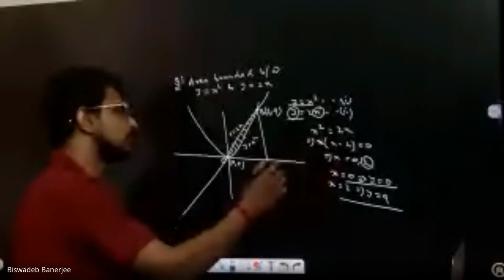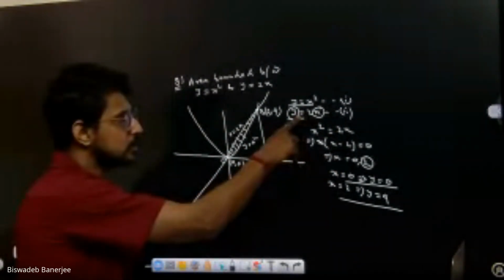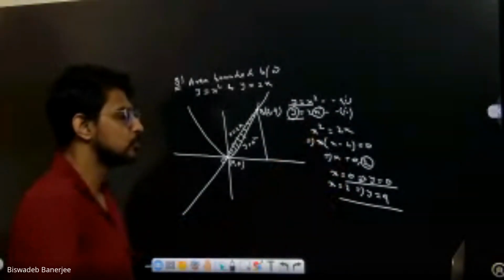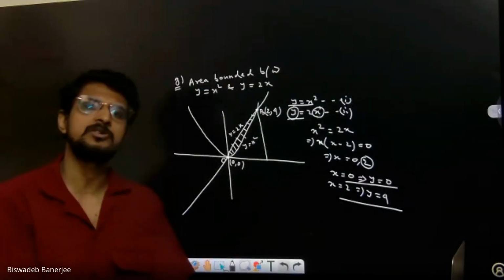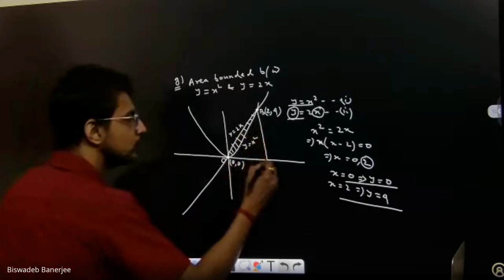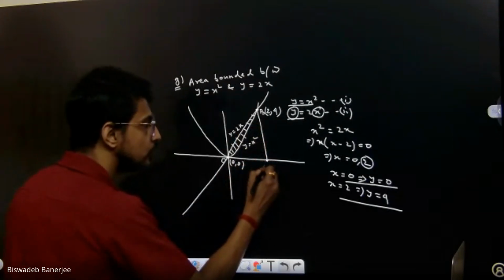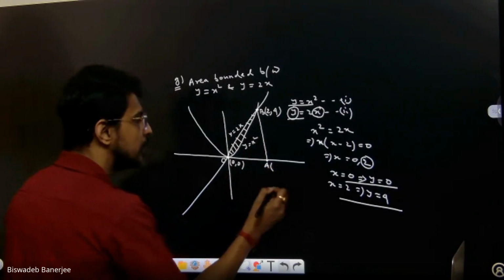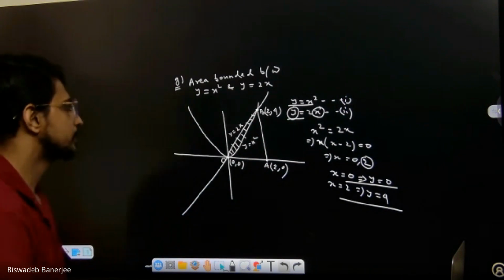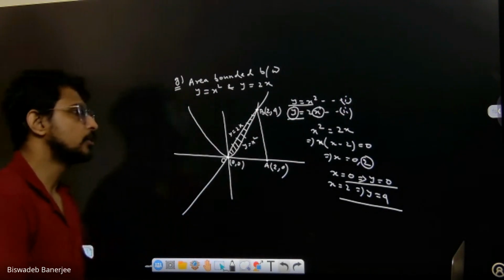So if we put x equal to 0, we shall get y equal to 0. And if you take x equal to 2, my y is 2 into 2, 4. So they intersect each other at (0, 0) and (2, 4). So this point is (2, 4). Obviously here my x is 2. If we take this point as A, here my x is 2, my y is 0. So this point is (2, 0).